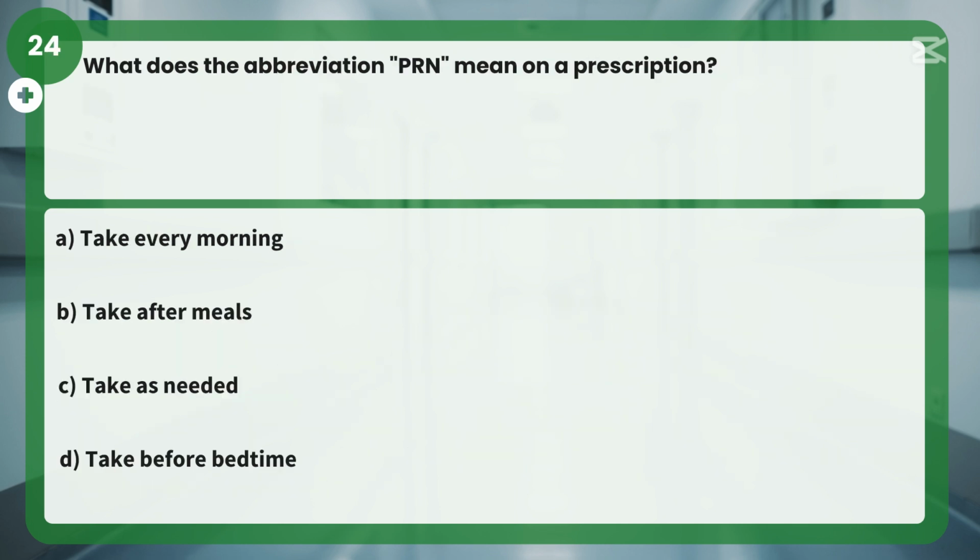Question 24. What does the abbreviation PRN mean on a prescription? A. Take every morning. B. Take after meals. C. Take as needed. D. Take before bedtime.